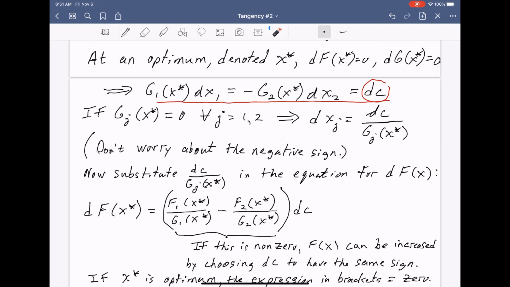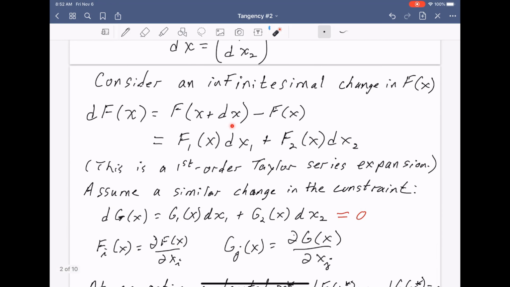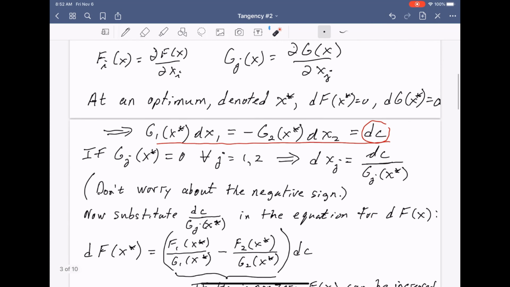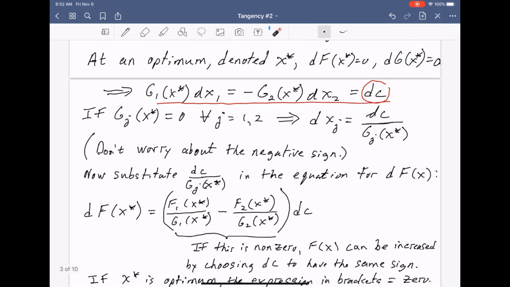So now we're going to substitute this value here, which I've rewritten down here, into the equation for d of f of x. All right, we're going to substitute these values in there. And when we do that, we get this result.